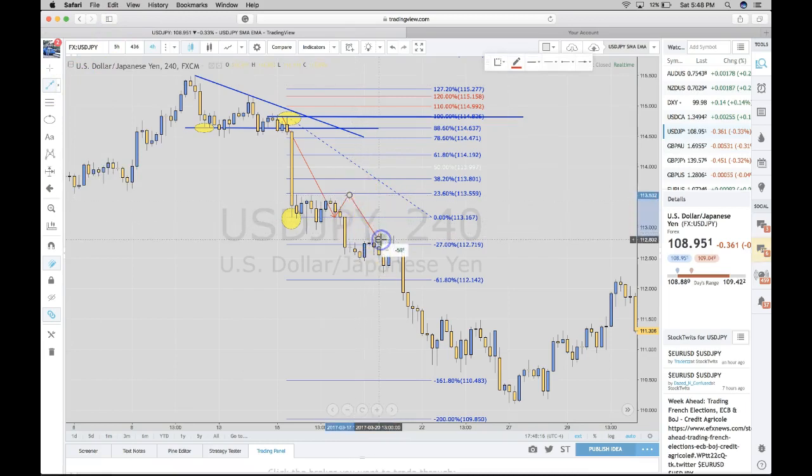At 23.6, you could have gotten on a sell. At 38.2, you could have gotten on a sell at 50%, 61.8, 78.6, 88.6, and the max retrace, which is going to be 100%.